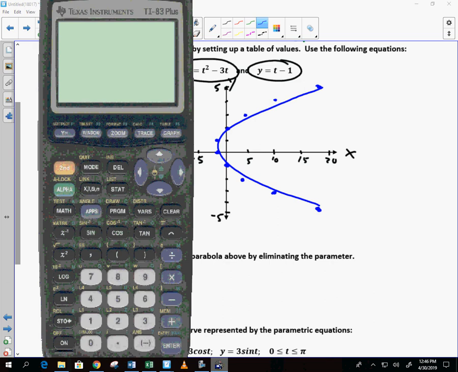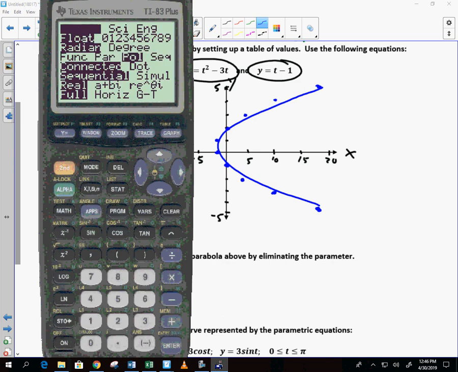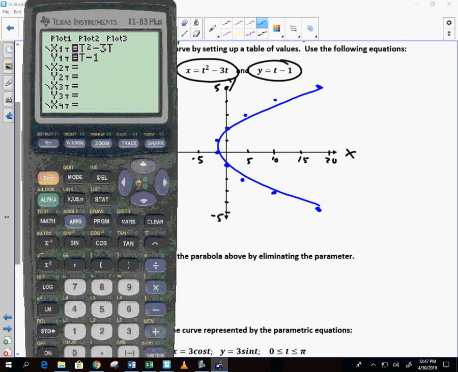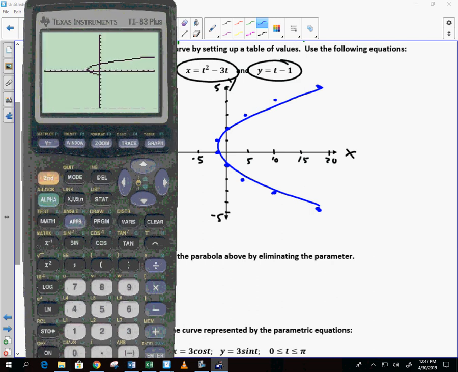In fact, you could check your graph if you go into y equals, and you go into mode, and instead of polar mode, you go down to parametric mode. As you look at the parametric equation in y equals, now you can enter these things. Look, I've got t squared minus 3t, and I've got t minus 1. There it sits right there. And as I graph it, look at what I get.